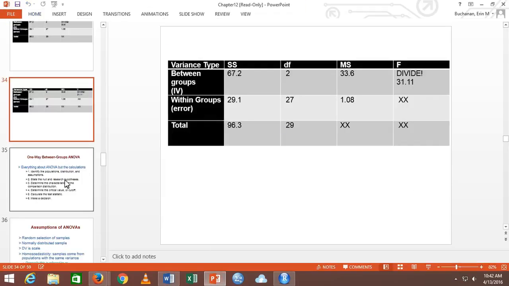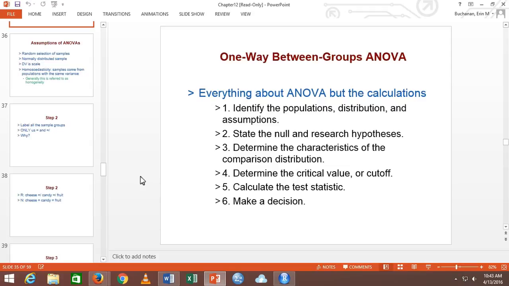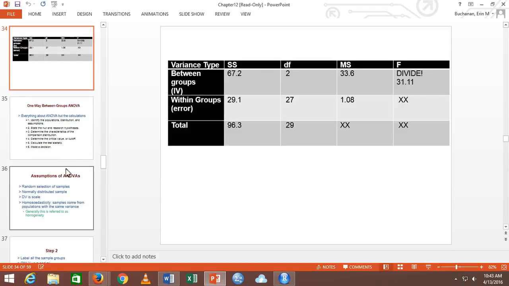So what do I do with this F number? I have it. What does it mean? This is where we'll get into doing the 6 steps. I'm not entirely sure we have enough time to get through all of one of them. But I do want to describe what F means before we get into working an example. We talked about this being the ratio of good variance to bad variance.